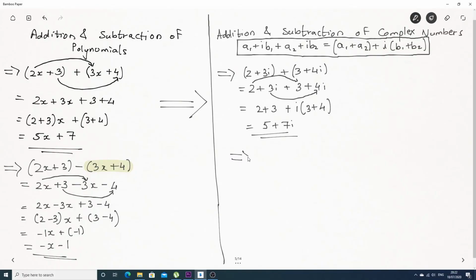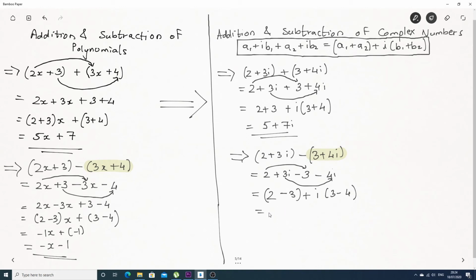Let me try subtraction now with the same numbers. Let me try 2 plus 3i minus 3 plus 4i. Again, just like polynomials, the first thing I'll do is change the sign of the second complex number. So plus 3 plus 4i becomes minus 3 minus 4i. Now we equate the real and imaginary parts of the complex numbers separately. So 2 minus 3 gives me minus 1. Now if I subtract, plus 3i minus 4i gives me minus i. So the difference of the two complex numbers in this case is minus 1 minus i.